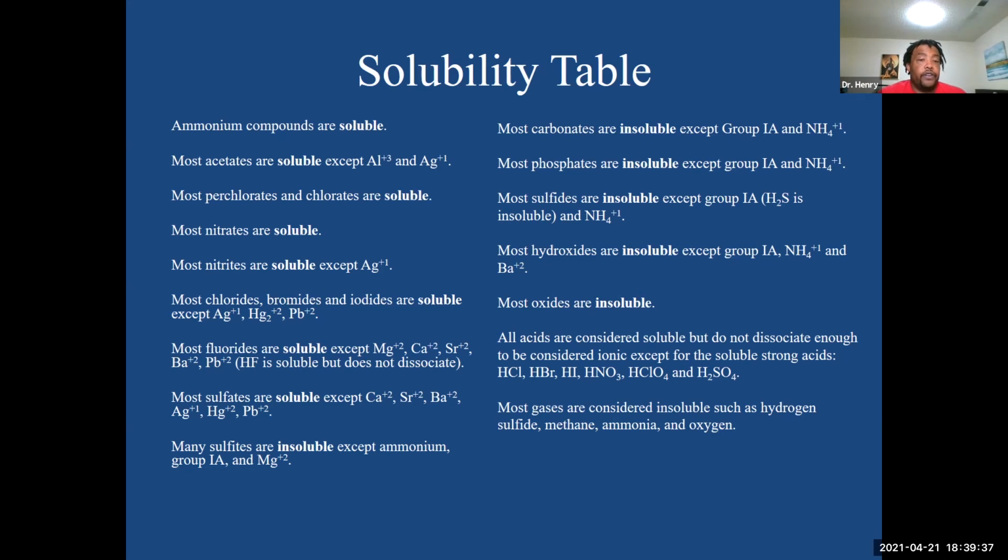Many of the phosphates are going to be insoluble, except for when they're with group 1 metals or with ammonia. Our carbonates are going to be insoluble, except for group 1 and ammonium. Our phosphates are going to be insoluble, except for group 1 and ammonia. Most of our sulfides are insoluble, except for group 1 and ammonia.